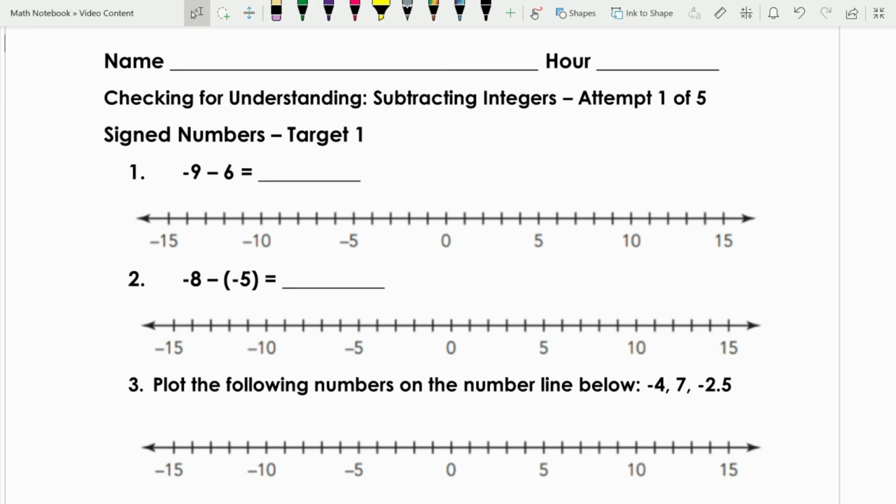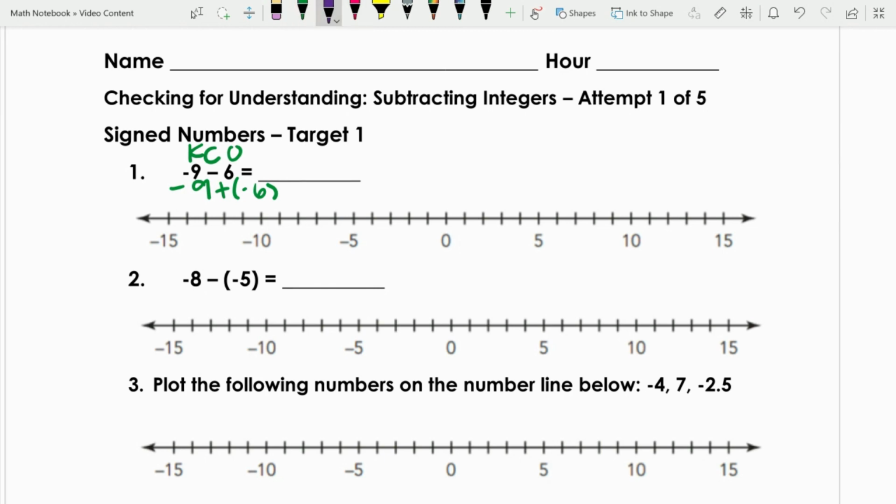So for number 1 and number 2, we are going to be using the number line in order to show our work. That is the target, so we need to make sure we're doing that. Before we can use the number line, we have to do something that we learned, which is called the keep, change, opposite. So we keep the first number the same, change subtract to add, and the opposite of 6 is a negative 6. So now I can use this for my number line.